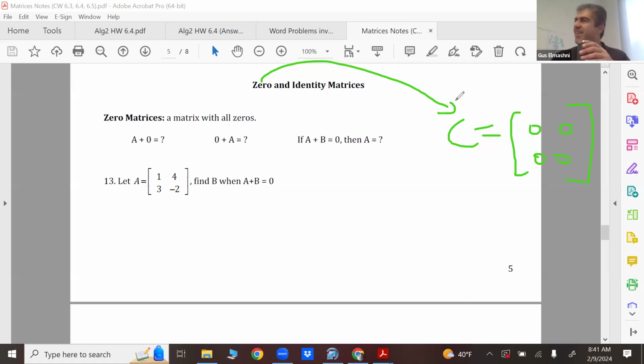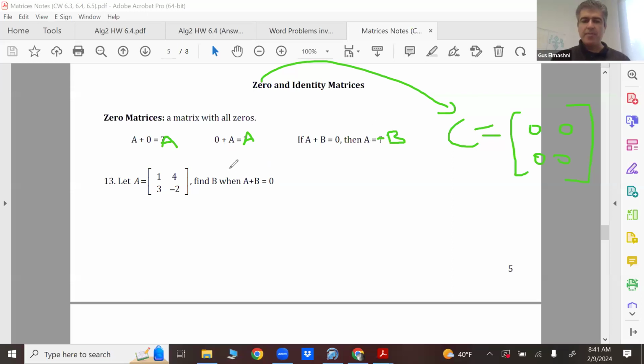Okay. Anyway, a zero matrix is just a matrix with a bunch of zeros, and that's all it is. And if you add a zero matrix to another matrix, the matrix stays the same. It's like if you add zero to a number, nothing changes, right? If two matrices add up to zero, then they'll equal its negative counterpart.